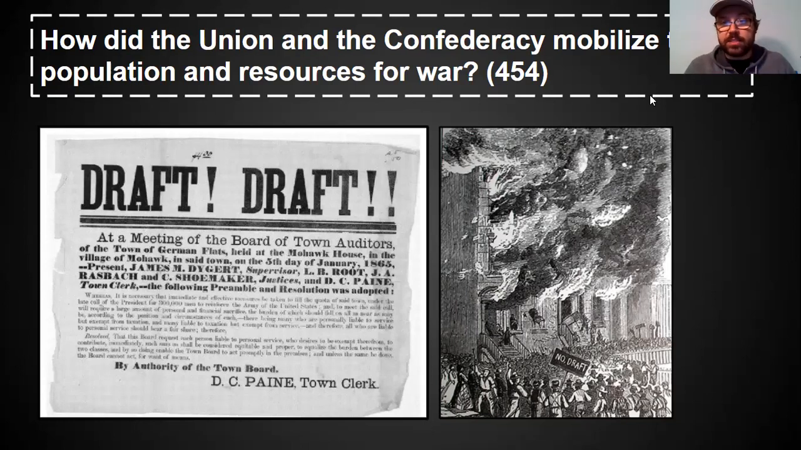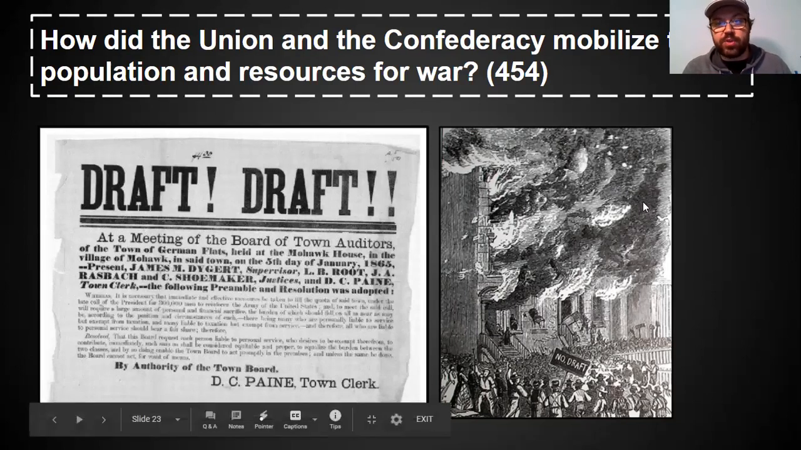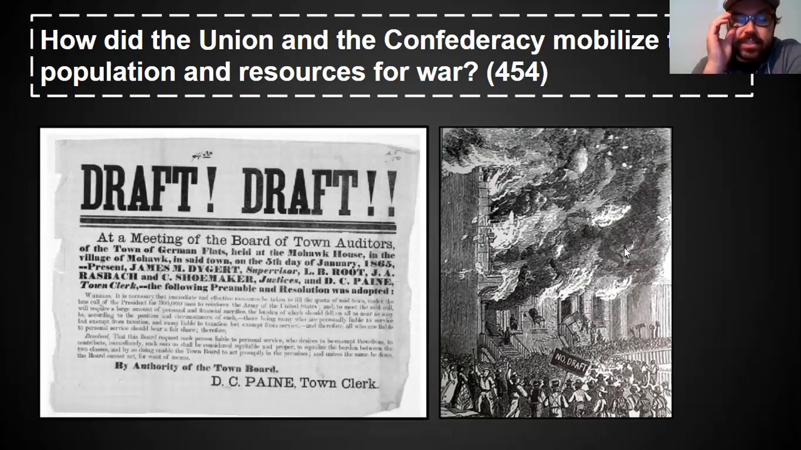In the North too. I mean, this is a building that has a draft office in it in the North. You can see people are rioting and burning it down and stuff like that. So it's not an easy go for Lincoln necessarily, but also in the South, people are going to be very resistant to that.